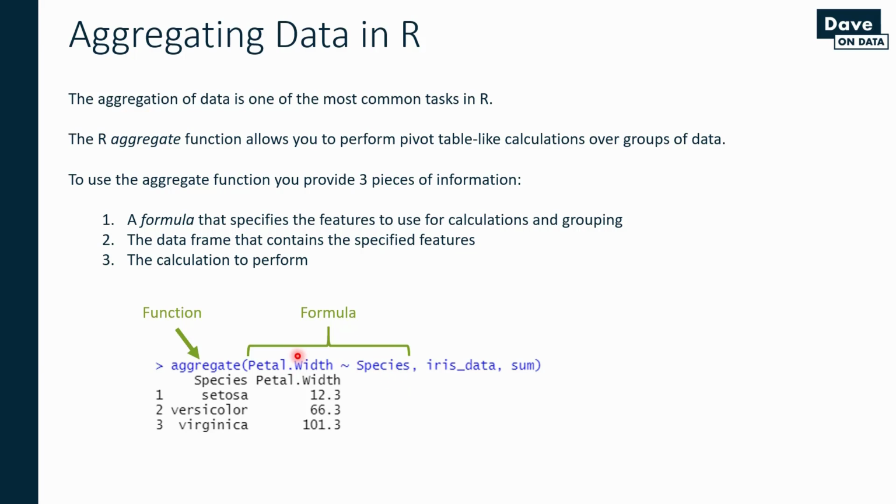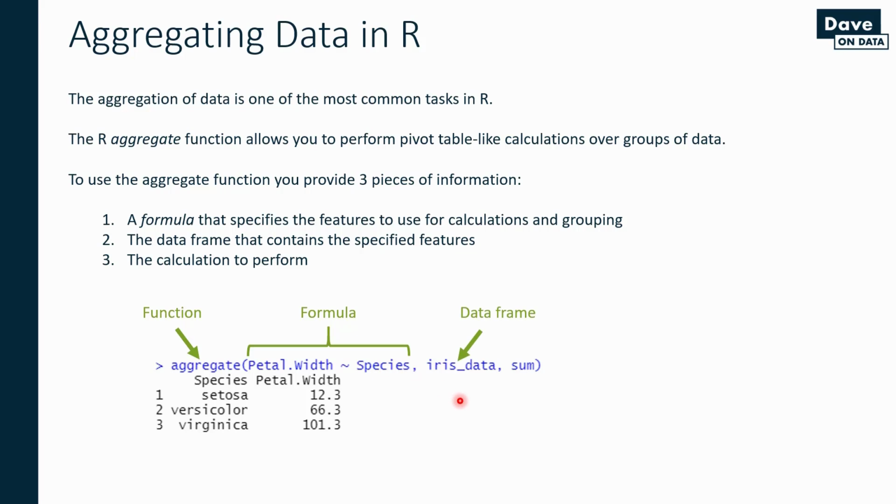Over here are the pieces of data that you wish to do the calculations upon. So I'm saying, hey, R, please perform the aggregate function, and I would like to perform some aggregate calculations on the petal.width feature grouped by species. Petal.width by species.